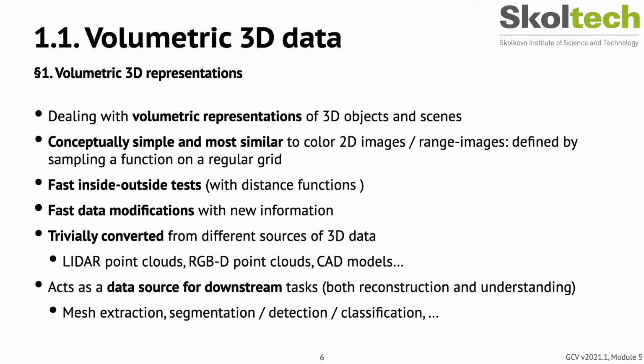Volumetric representations have basically the main advantage of being able to perform inside-outside tests quickly. It's conceptually the most simple and the most similar to color 2D images or range images that are defined by sampling a function on a regular grid. It also allows for fast data modifications with new information, such as editing. And it's also trivially converted from different sources of 3D data, as you will see further, such as LiDAR point clouds or RGB point clouds or CAD meshes.